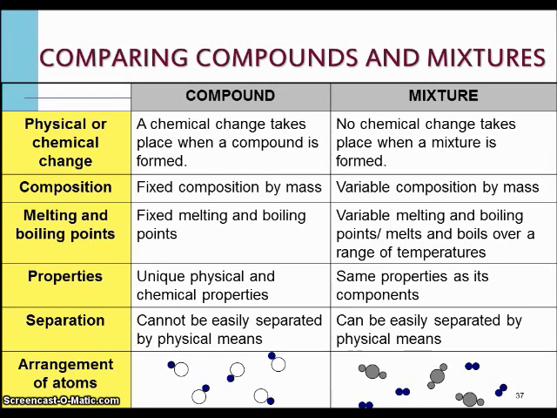Properties. A compound has unique properties, both physical and chemical. Whereas a mixture will have the same properties as its components, meaning the different types of things that you add in the mixture, the mixture will have the same properties as those. Separation. A compound cannot be easily separated by physical means, whereas a mixture can be separated by physical means.